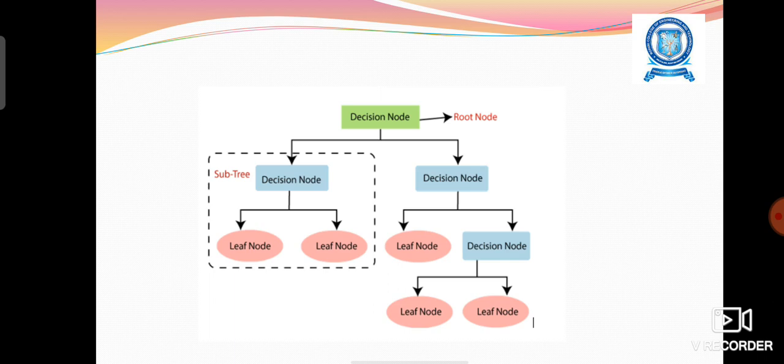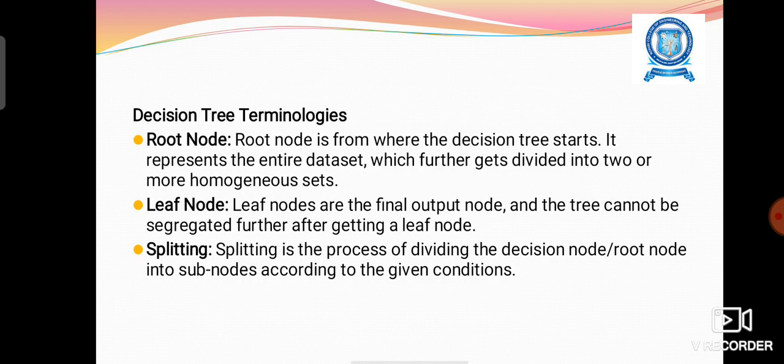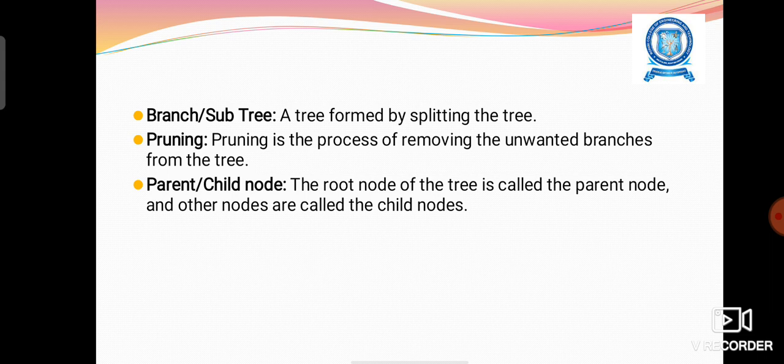First of all, there will be the root node. Root node will expand into different nodes, and there may be two types of nodes, decision node and leaf node. Decision node will have the branches, and the leaf nodes are the last nodes projected from the decision node. The leaf nodes are the final output nodes, and the tree cannot be segregated further after the leaf node. Subtree is a tree formed by splitting the tree. Pruning is the process of removing the unwanted branches from the tree. So we know the parent and child nodes.